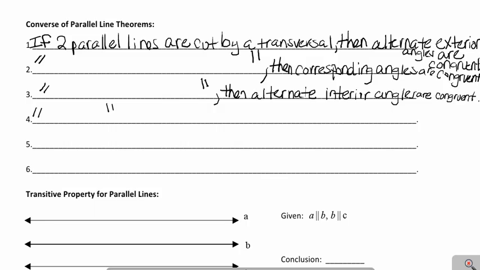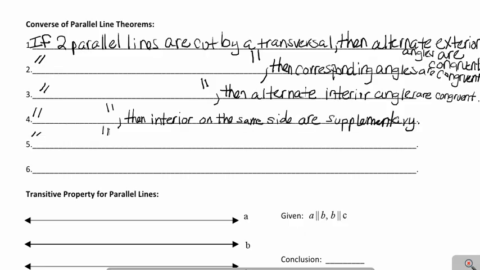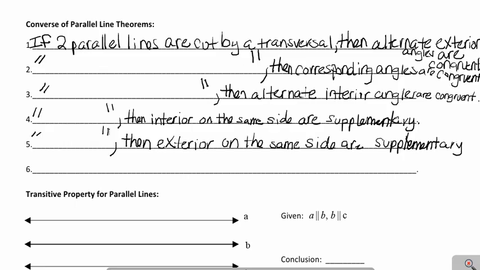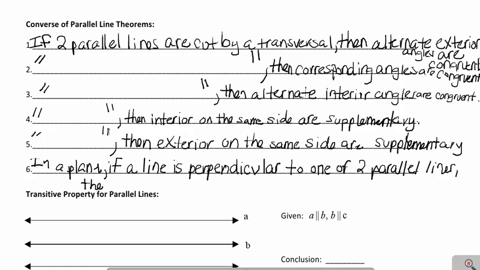The fourth theorem says the same thing. If two parallel lines are cut by a transversal, then interior angles on the same side of the transversal are supplementary. Theorem 5 says if two parallel lines are cut by a transversal, then exterior angles on the same side are supplementary. The last one says, in a plane, if a line is perpendicular to one of two parallel lines, then it is perpendicular to the other.